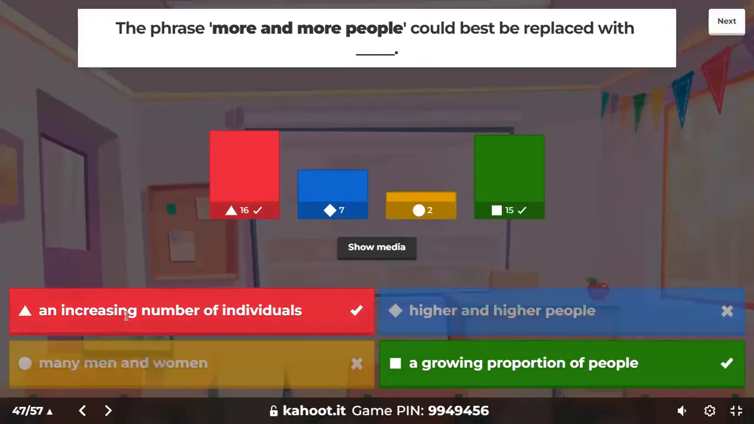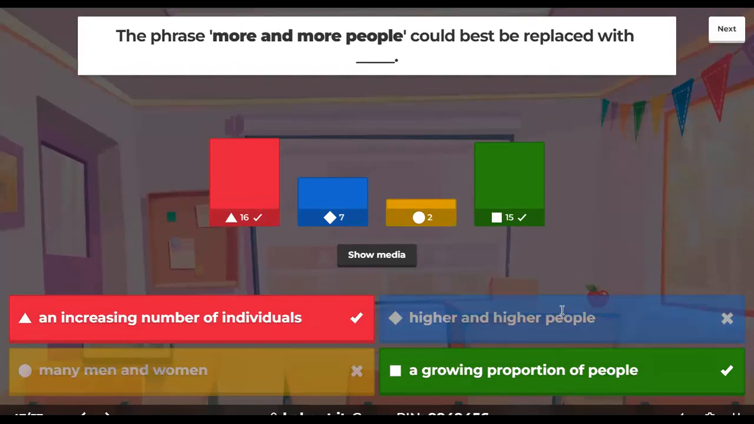Okay, now we can say an increasing number of individuals. We can say a growing proportion of people. Here I kept the same word, people, maybe because I don't know a better alternative. If you don't know a better alternative, be careful not to choose something that doesn't mean the same. For example, if you say many men and women, what about the children, guys? What about teenagers? They are not there. So try to come up with the exact paraphrase. If you cannot change the word, keep it.